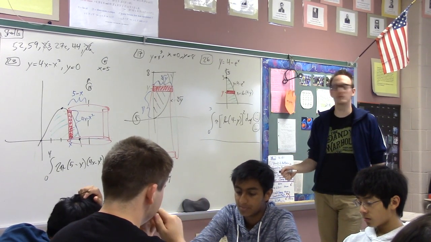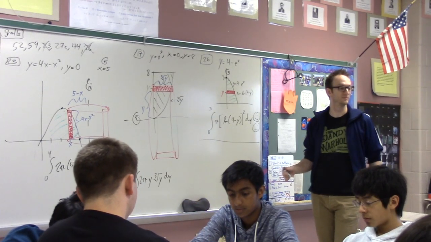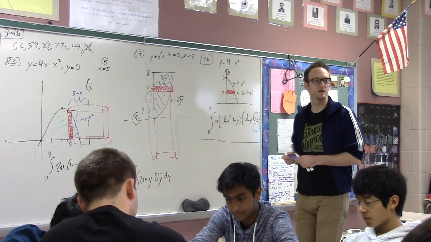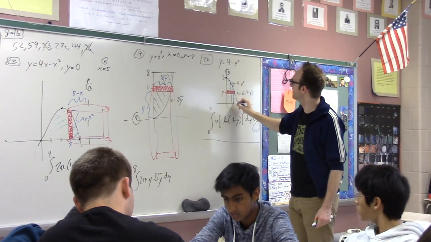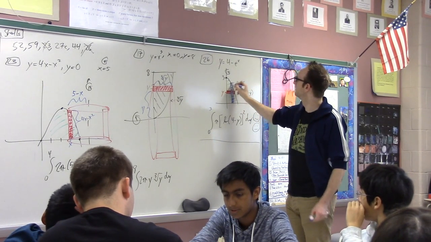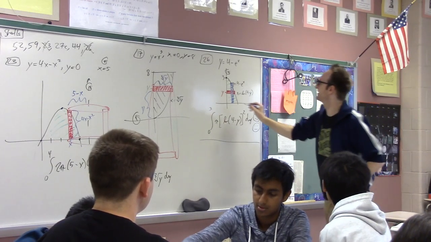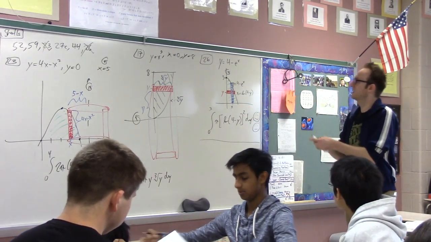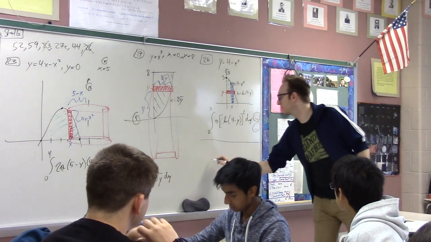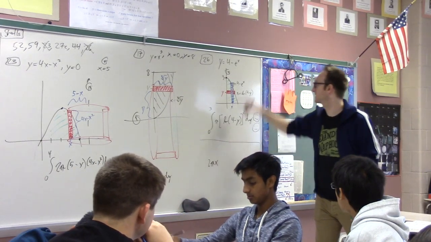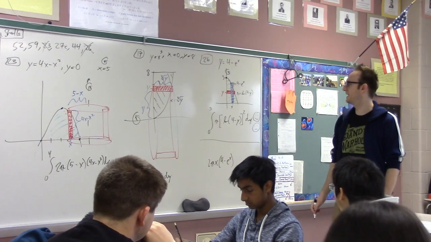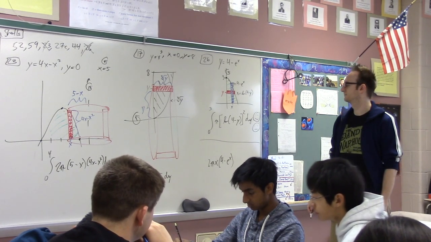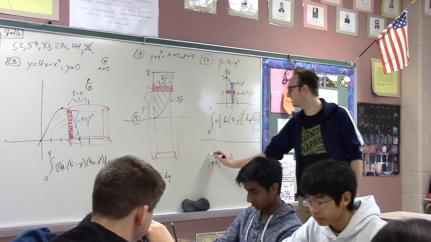What if I do it with shells? Is that possible? Does anyone do it with shells? If you do it with shells, I think it ends up being an integral that you can do, maybe, or maybe not. So if this is x, then with shells it's going to be 2 pi x, and the height is 4 minus e to the x. I don't know how to do that either, right?